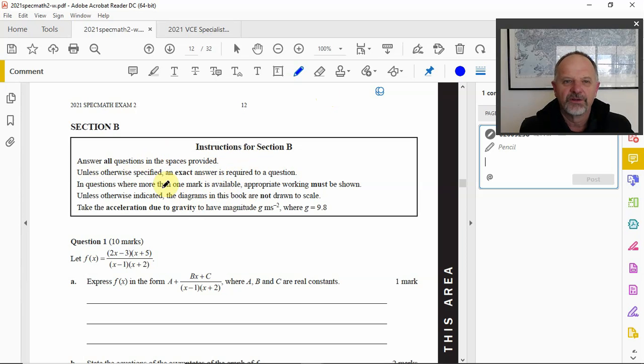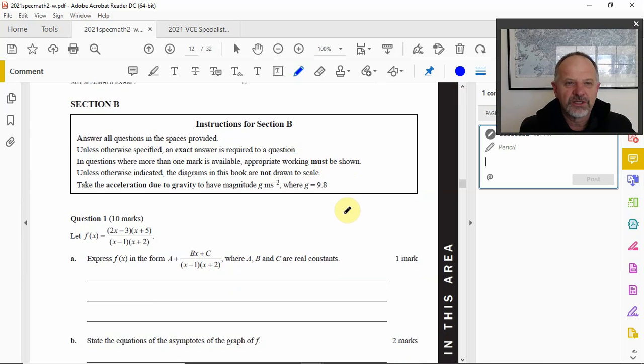So if you're giving a decimal answer, it will be specified, or in some other form it will be specified, otherwise exact. So fractions, surds, you need to be given. All right. Diagrams aren't to scale, and g, if we need to use it, is 9.8.